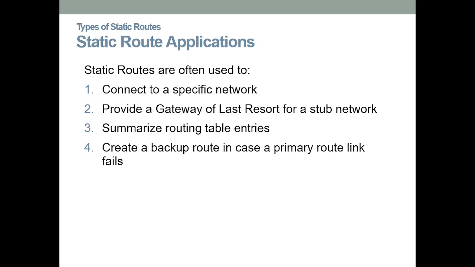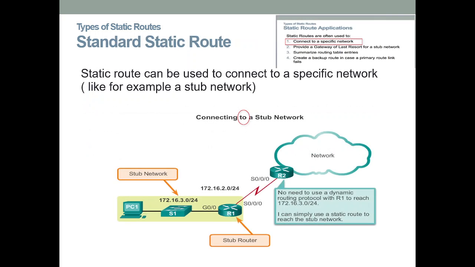Static routes are often used to connect a specific network. They can also be used to provide a gateway of last resort. We shall see that. It can also be used to summarize routing table entries. We shall see that also. And it can be used to create a backup route in case a primary route link fails. We shall talk more about the backup routes.